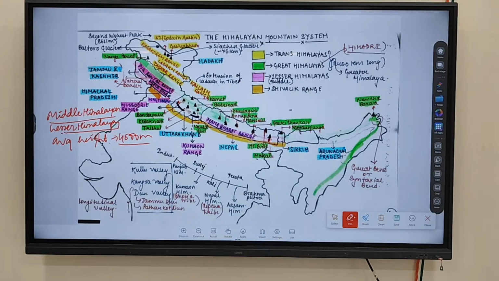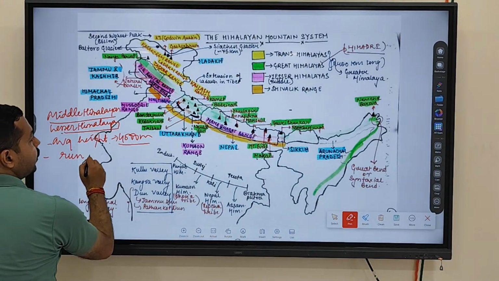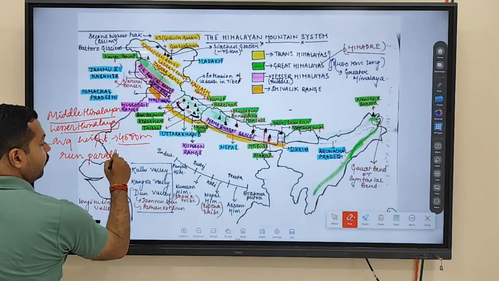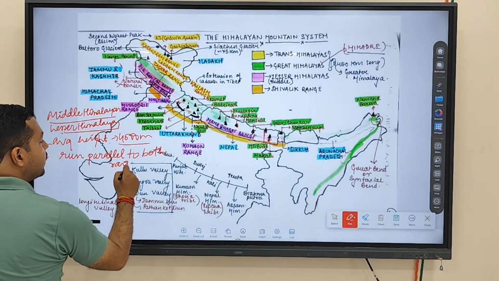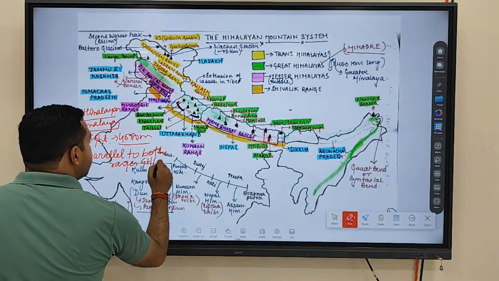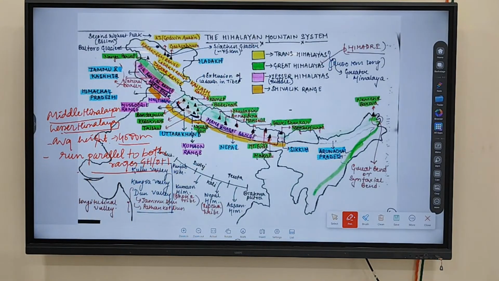Clear? Now, it runs parallel to both ranges, that is, Greater Himalayas as well as Outer Himalayas. Fine.